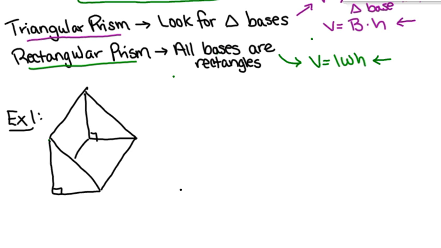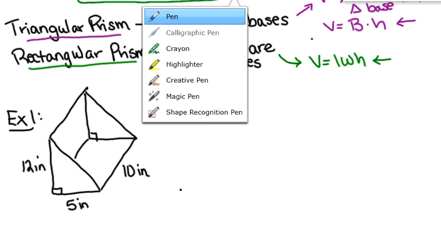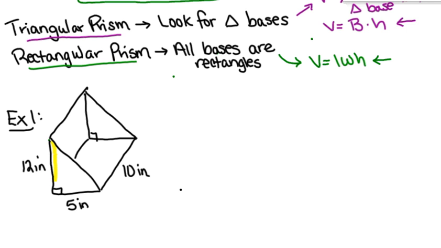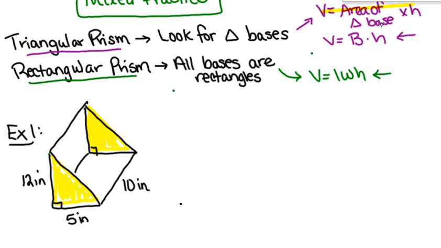And the dimensions of this fella, I'm going to say that piece there is 12 inches, this piece down here 5 inches, and lastly 10 inches. Now, here's a nice example of a triangular prism. Why? Because when I look at the picture here, I see these triangles. If it were a rectangular prism, then all of the faces would be rectangles. But these are triangles, so I'm going to use this first approach up here at the top. The volume is equal to the area of the base times the height.